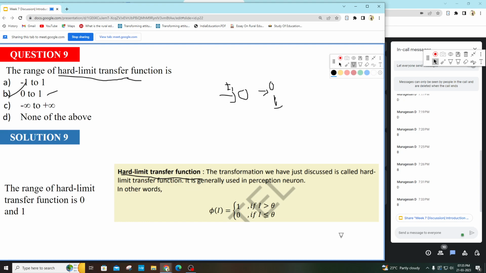Also, linear is -1 to +1, right? Not 0. -1 means there is some output value, not 0. Okay.